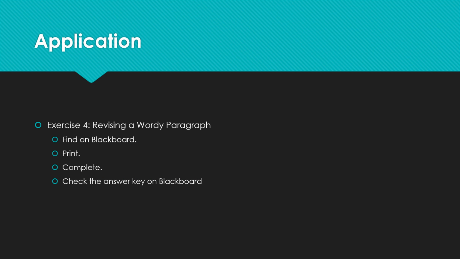Now you're ready to try the application activity called Exercise 4, Revising a Wordy Paragraph, which can be found on Blackboard. When you've finished, check the answer key, which is also located on Blackboard.